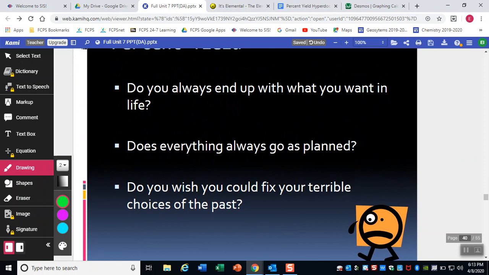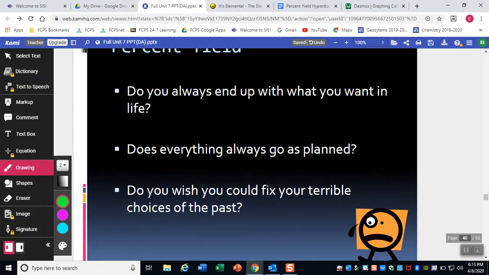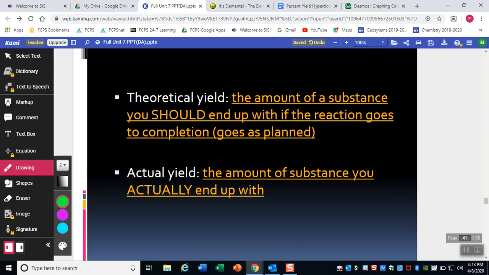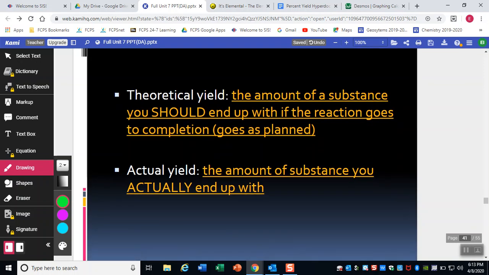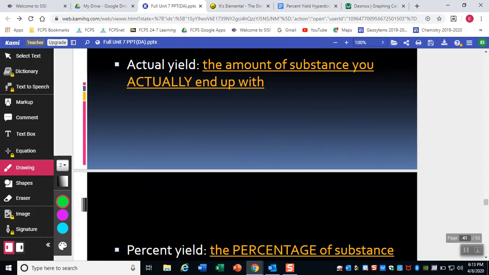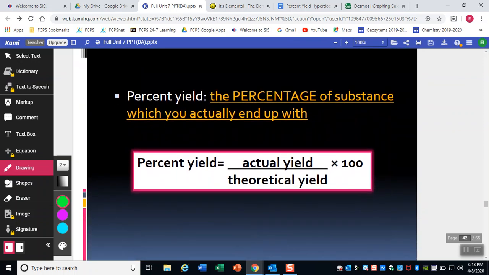All right, so percent yield, do you always end up with what you want? Well, does everything go as planned? No. Theoretical yield is the amount of substance you should end up with if everything went perfect. The actual yield is the amount of substance you actually end up with. And you saw that in the Edpuzzle videos. The percent yield is like when we found the percent composition and the percent error.